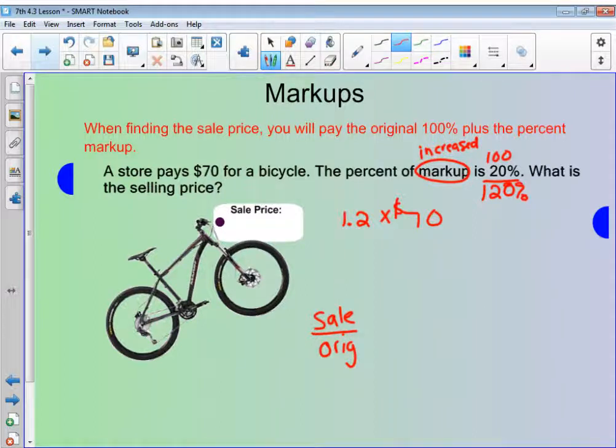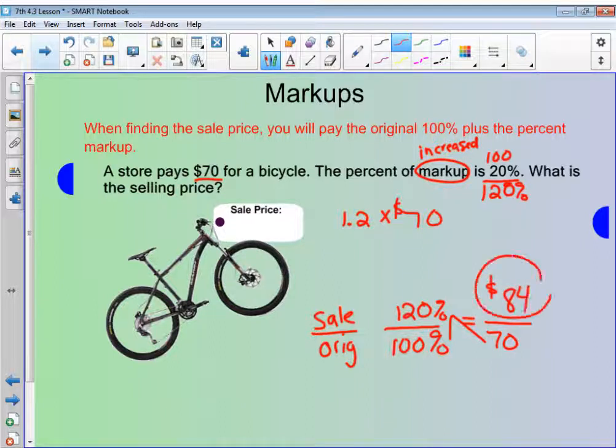So my sale percent was 120 over the original, which is always going to be 100%. And my original cost, or cost to me, was $70. Cross multiply, divide. Either way, you should end up with the same answer. When I do this, I just found out that I'm going to sell the bike for $84. So I'm going to end up making $14 for my store when I sell that bike.